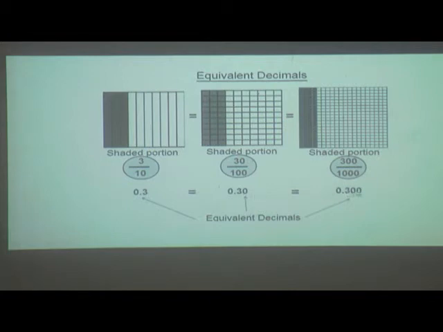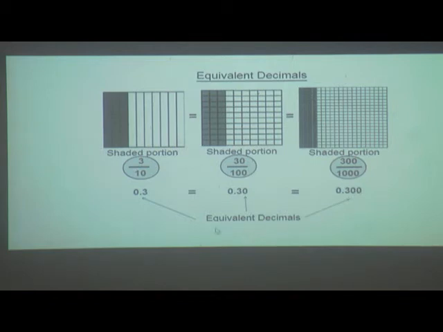0.30 and 0.300 are equivalent decimals. Again my dear students, I will tell you, the number after the decimal is 3. Here also after the decimal is 3. Here after the decimal is 3. After the 3, if the number of zeros is increased, the value doesn't change. Here we don't have any zeros. Here is 3. Here we have 1 zero, so it is 30. After the decimal we have 2 zeros, so it is 300.